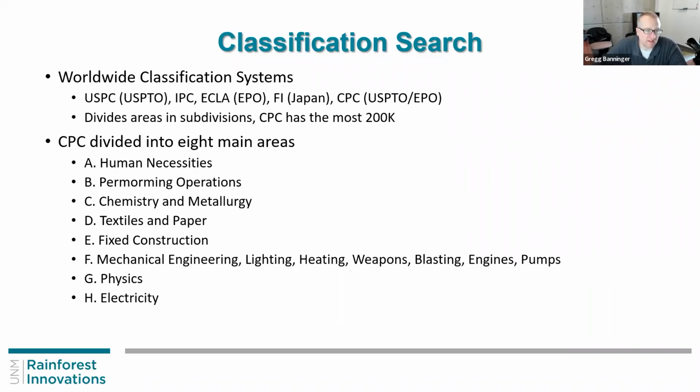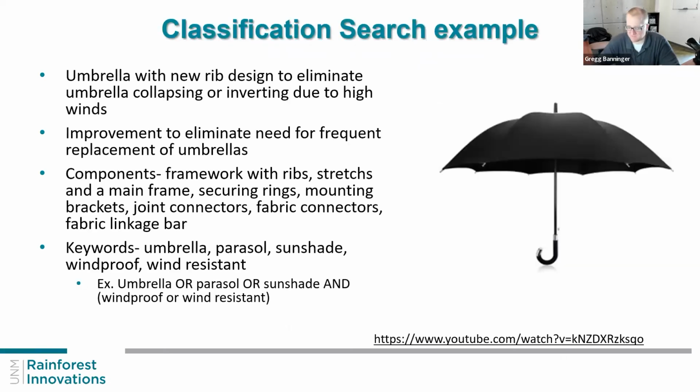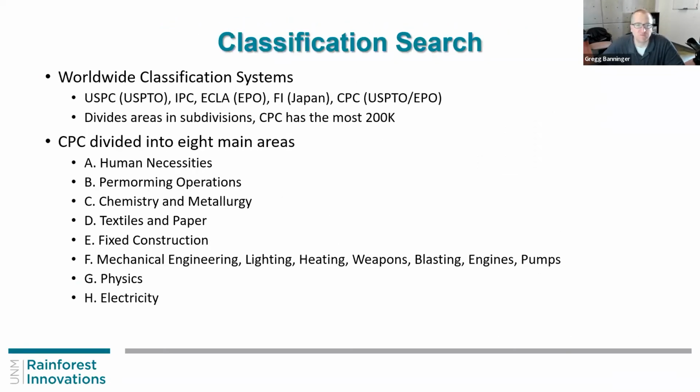So there are multiple classification systems. There's the USPC, the IPC, ECLA, that's in Europe. IPC is international. Japan, every country, region has their own specific thing. I think what a lot of people have changed to is the CPC, which is a combination of USPTO and the EPO classification areas. So it divides areas into subdivisions.